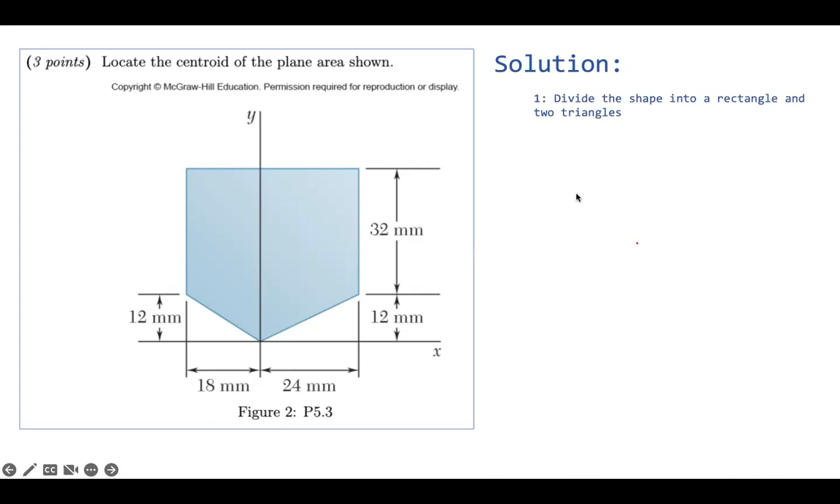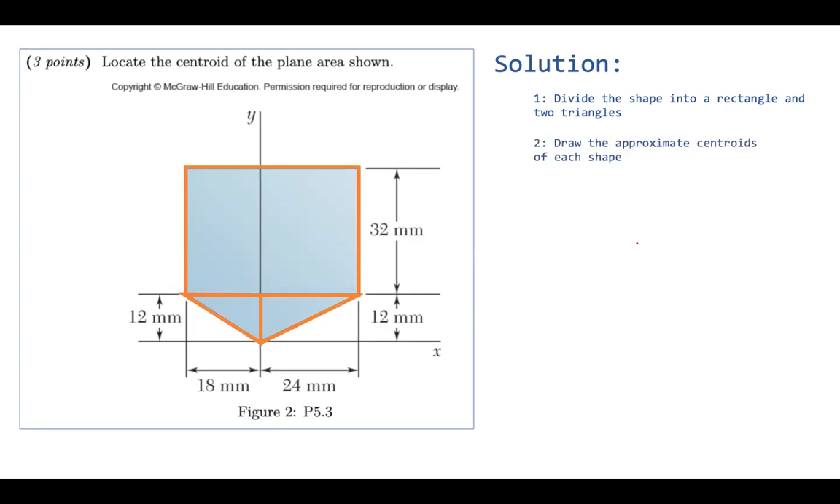First, we can divide the shape into a rectangle and two triangles as such. Secondly, we draw the approximate centroids of each shape. For the rectangle, it's approximately in the center. For the triangles, it's approximately there. For the other triangle, it's approximately there. Calculate the x and y coordinates of the centroid of each shape.